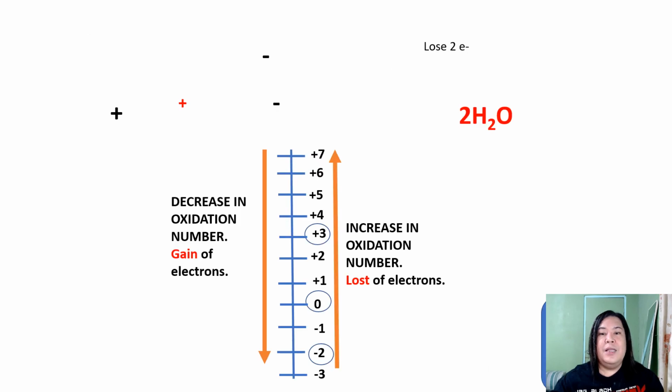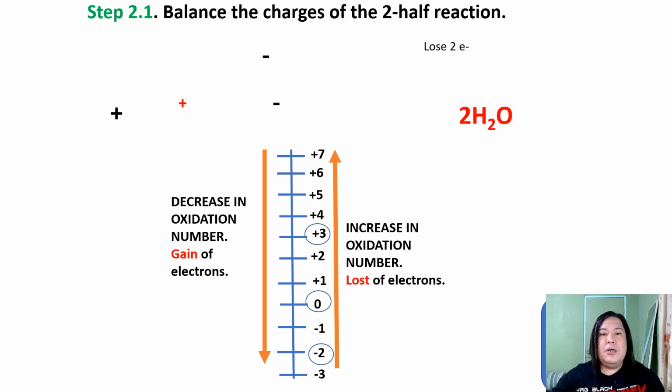Next, let's recall our number line. If there's a decrease in oxidation number, there is a gain of electrons. If there's an increase in oxidation number, there's a loss of electrons. So step 2.1: earlier we balanced the mass, the coefficients. For this particular step, you need to balance the charges of the two half reactions.